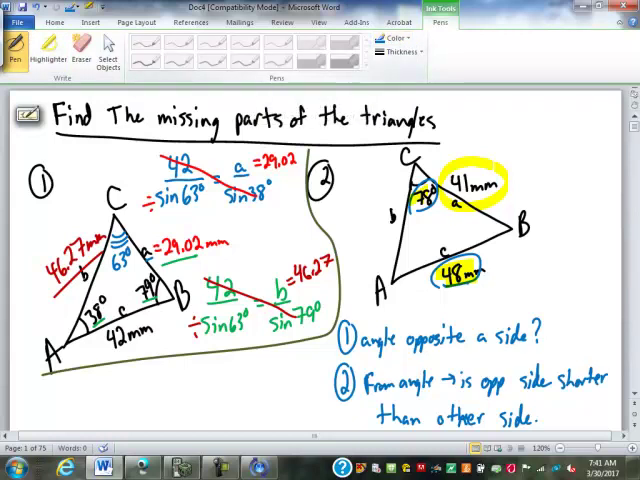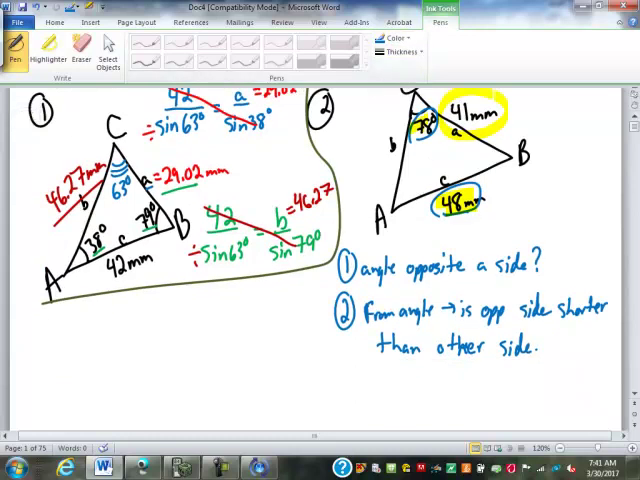So anyway, let's go ahead now and solve that. We have the 48 millimeters over the sine of 78 degrees. Now the only other piece that we have here is the 41 millimeters, so we've got to put that on top. And that's going to be over the sine of angle A.